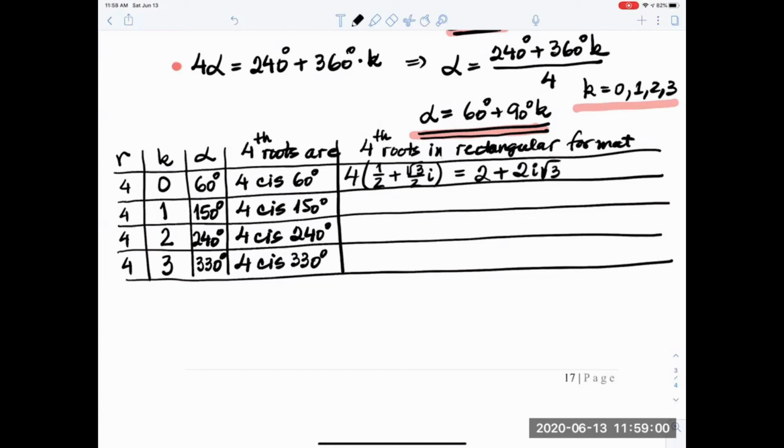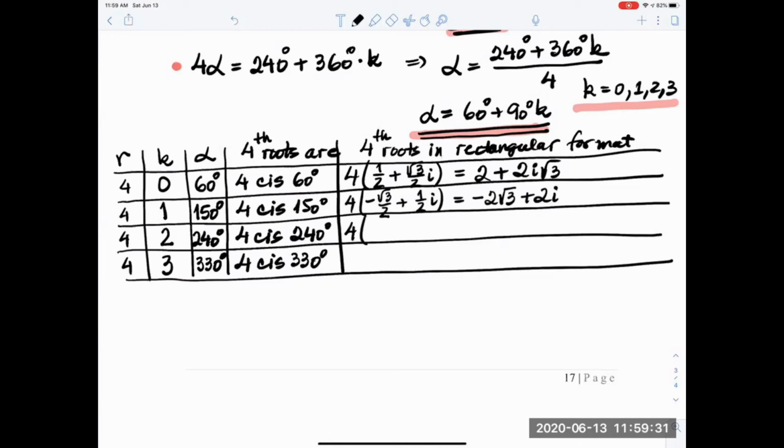Okay, so that's the way to respond here. Next one, 4. Okay, cosine of 150, that's negative root 3 over 2 plus sine of 150, 1/2 i. This becomes, after you simplify it, negative 2 root 3 plus 2i. That's your second one.